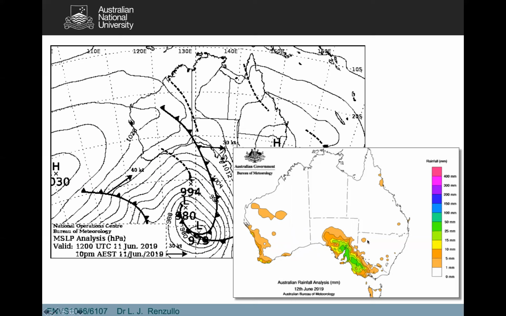This is a chart, a map of daily rainfall from the Bureau of Meteorology. I suggest you get familiar with these data too. They'll be a great resource for your research in the future anyway.